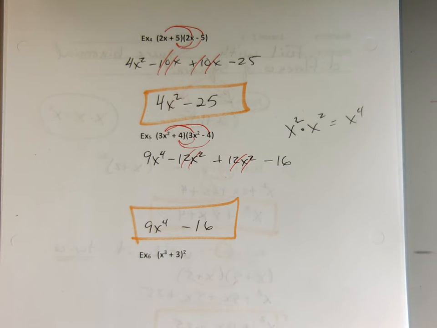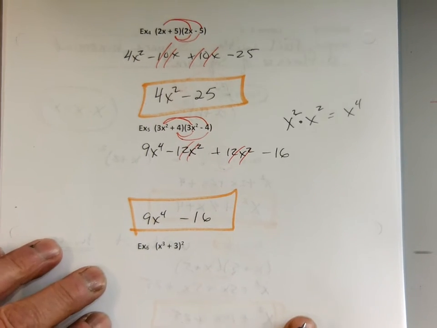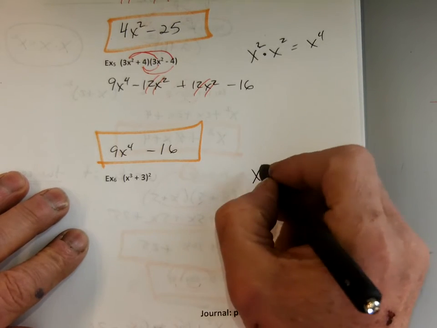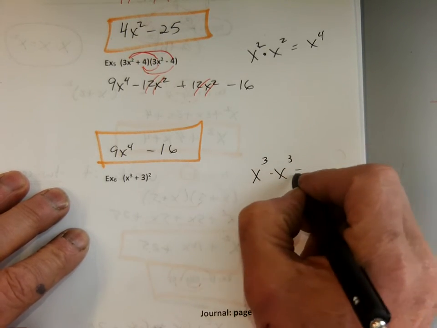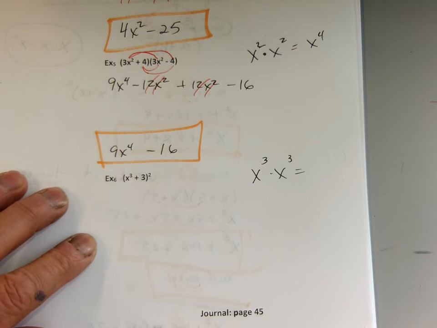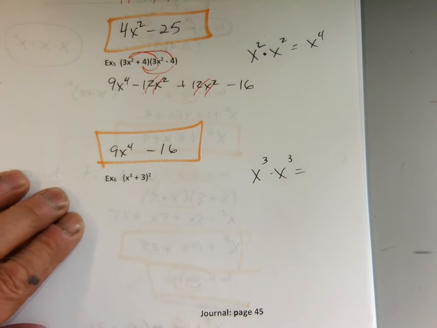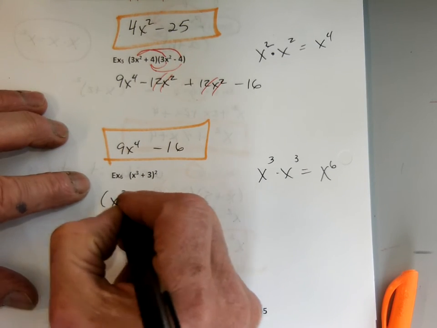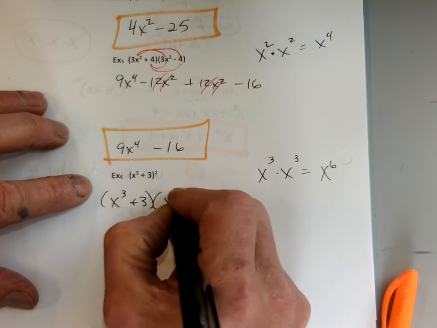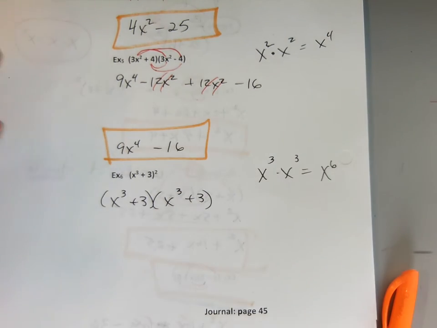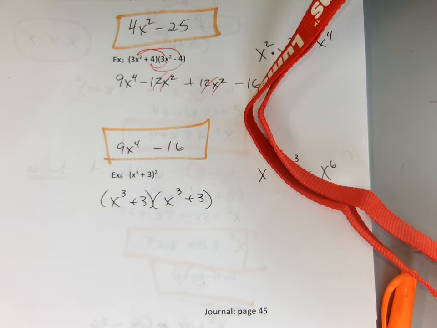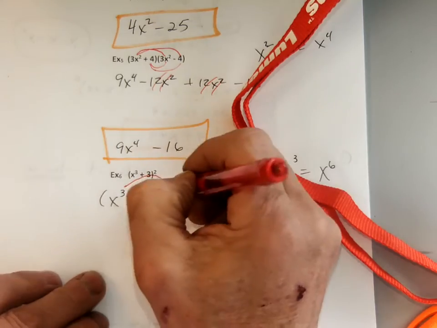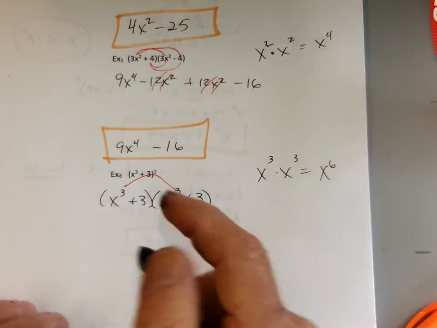What do you think? Okay, last but not least, x cubed times x cubed. What's x cubed times x cubed? Anybody? X to the 6. Good, it is. So this is going to be an x cubed plus 3 times another x cubed plus 3, right? So let's go ahead and do it. X cubed times x cubed is x to the 6th.